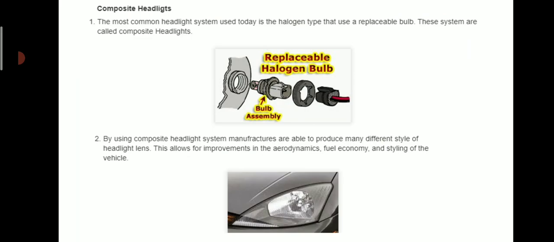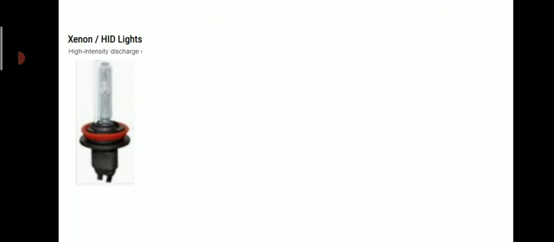By using the composite headlight system, manufacturers are able to produce many different styles of headlight lenses. This allows for improvements in the aerodynamics, fuel economy and styling of the vehicle.